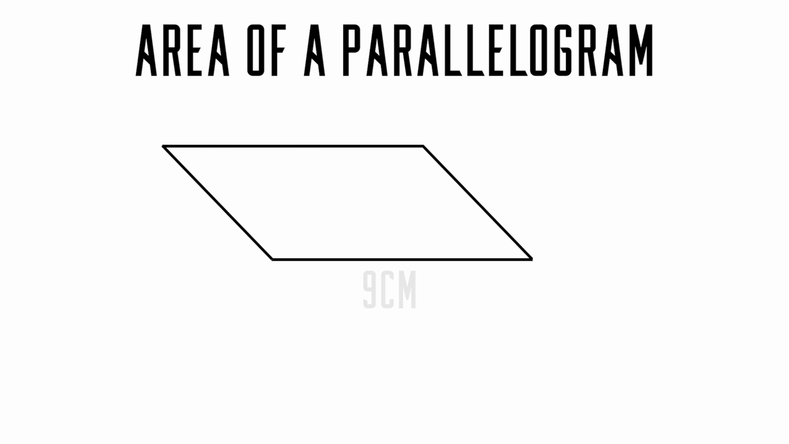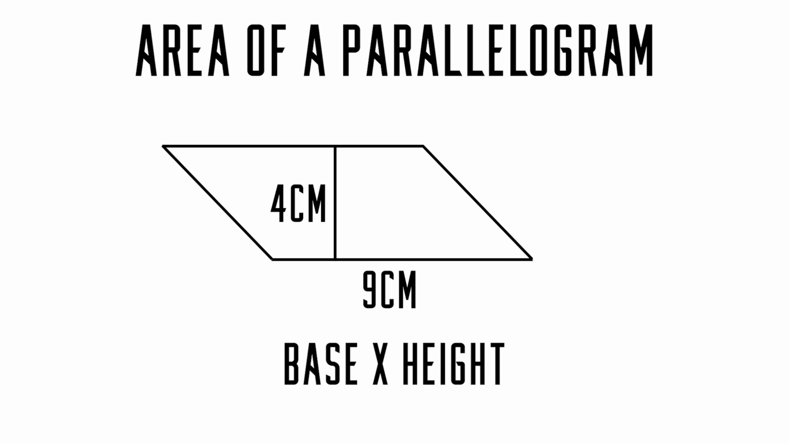If we are given a parallelogram with a base of 9 cm and a perpendicular height of 4 cm, we can simply multiply both of these together to get the overall area of the parallelogram. We have 9 multiplied by 4 to give us 36 cm squared. We must remember that the height is the perpendicular height to the base and not the adjacent sides of the parallelogram.